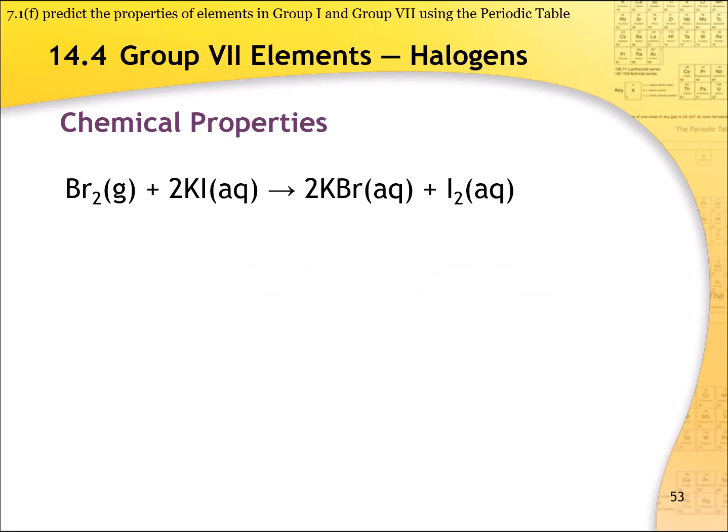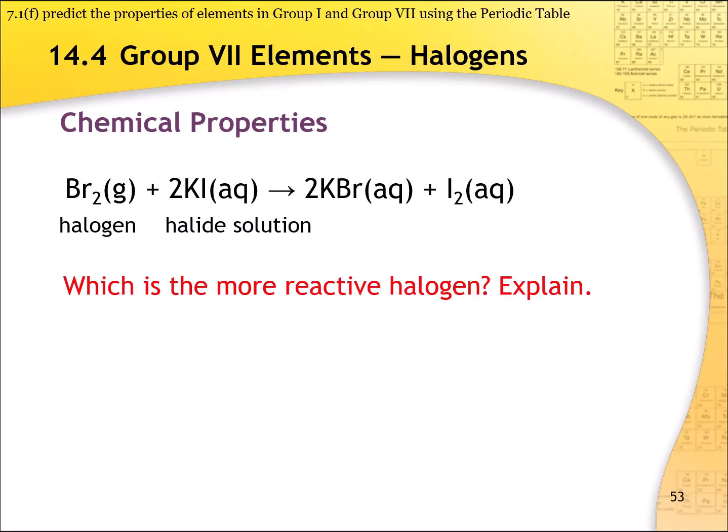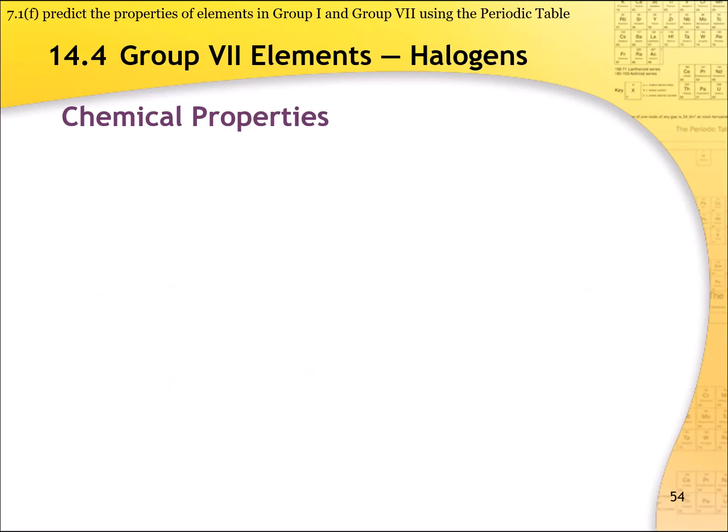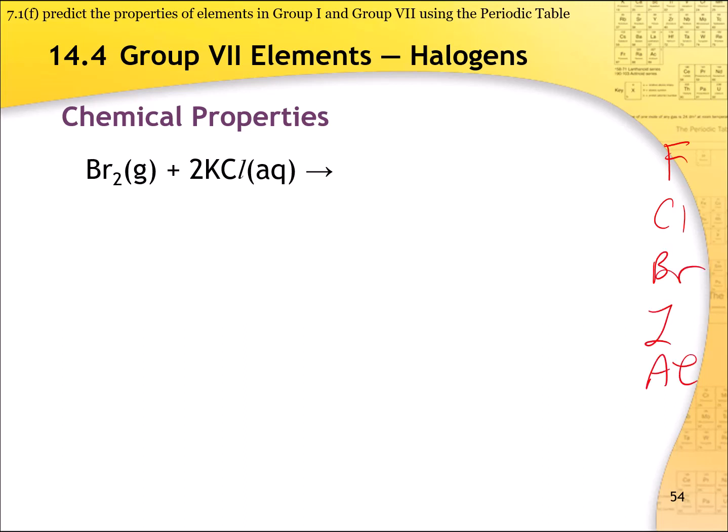How about bromine and iodine? Bromine is also above iodine, so therefore, yes, it will react. So bromine, being more reactive than iodine, will displace iodine from the potassium iodide. How about bromine and chlorine? You must know group 7. If you don't remember, look at the periodic table: F, Cl, Br, I, and At. Now Br is here. It's below Cl.